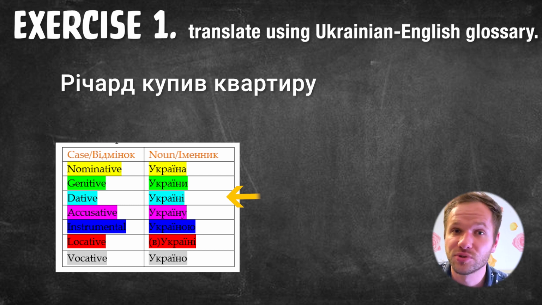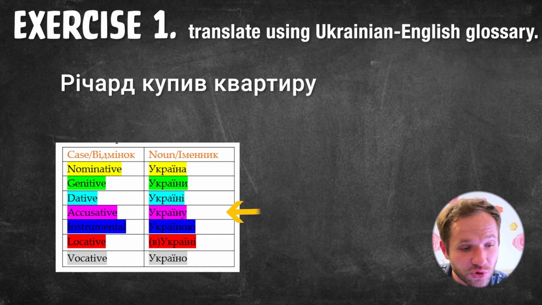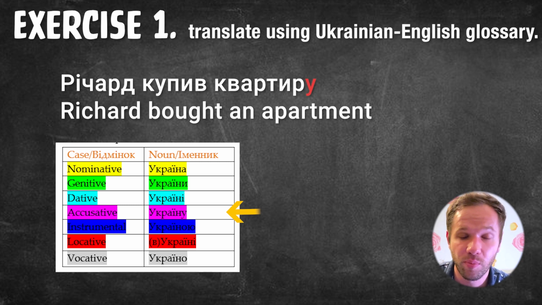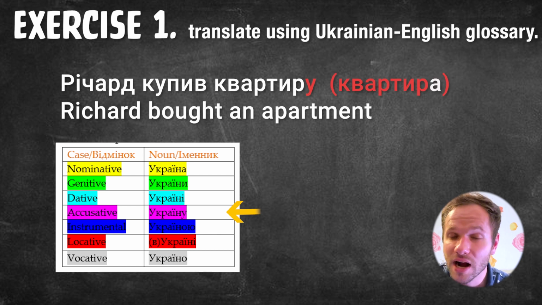The second sentence. Друге речення. Річард купив квартиру. Richard bought an apartment. We can see that this is in the past tense. Richard купив квартиру. Apartment. But we see that the basic form of this word apartment in Ukrainian is квартира. But here, Richard bought what? Квартиру. Not квартира, but квартиру.